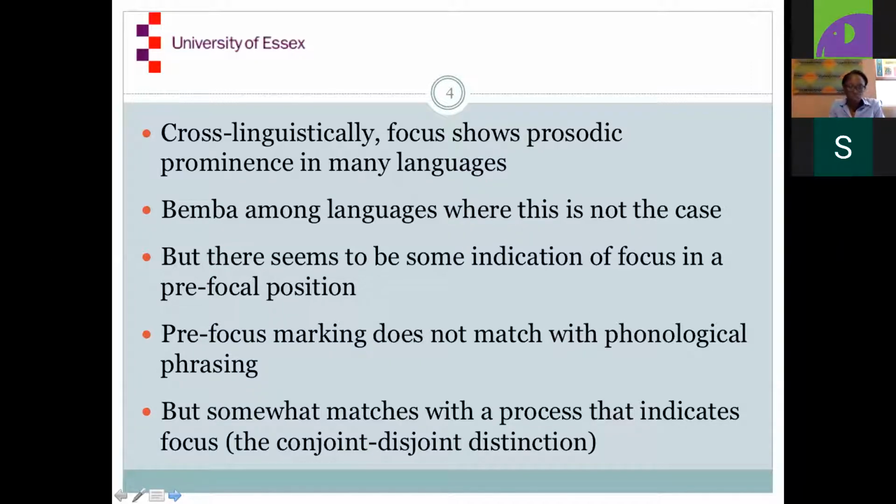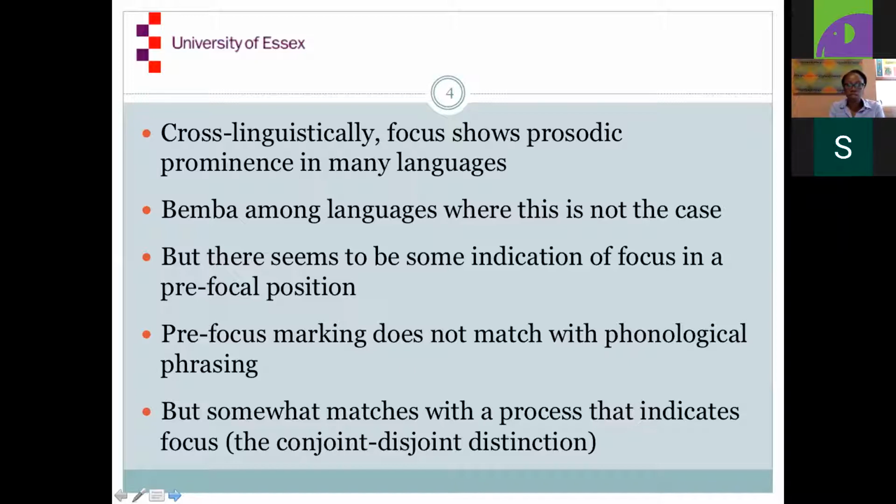Laura Downing has argued the same for Chichewa. We also see that from some of Frank's work on Akan, and it's something we have seen more and more, cross-linguistically. But in Bemba in particular, there isn't any prominence on the focus, but there seems to be some indication of prominence in the prefocal position.